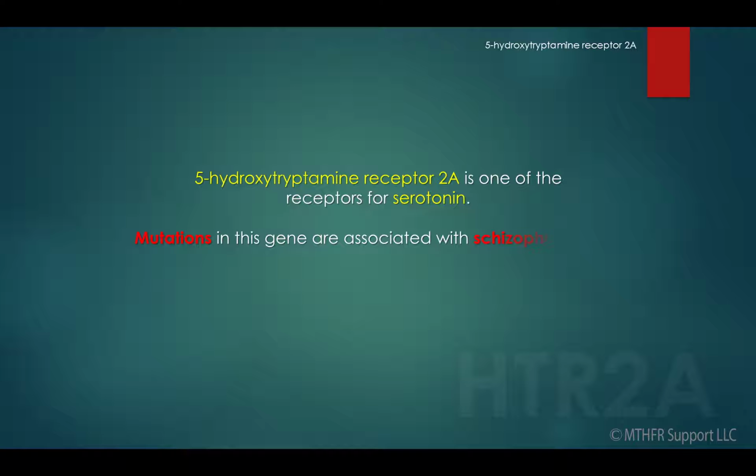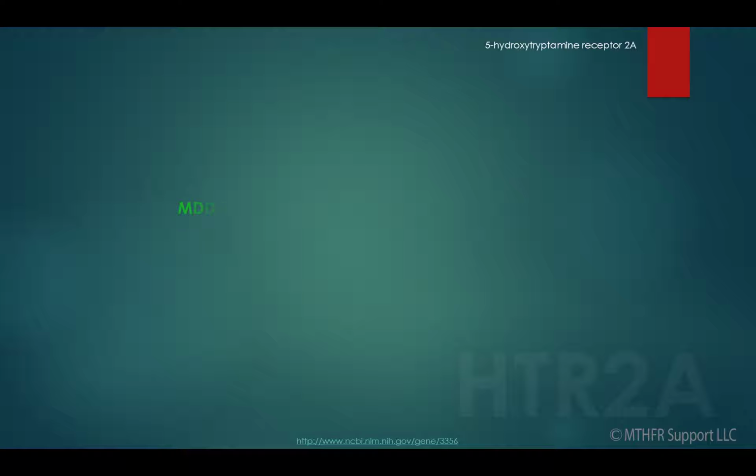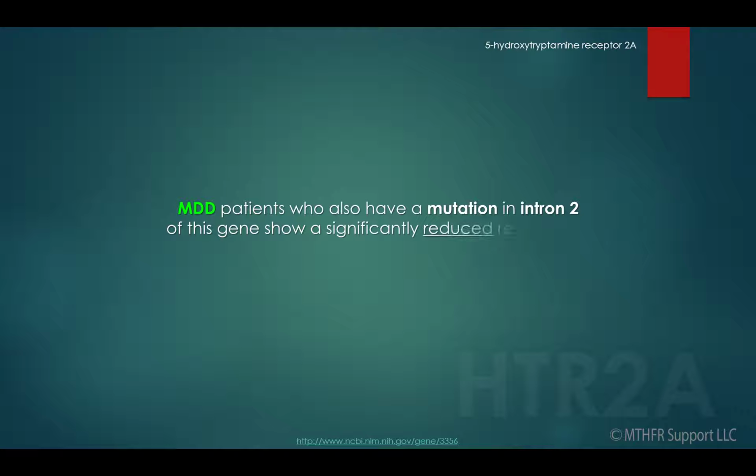Mutations in this gene are associated with schizophrenia and obsessive-compulsive disorder, and are also associated with response to the antidepressant citalopram in patients with major depressive disorder, also known as MDD. MDD patients who also have a mutation in intron 2 of this gene show a significantly reduced response to citalopram, as this antidepressant downregulates expression of this gene.